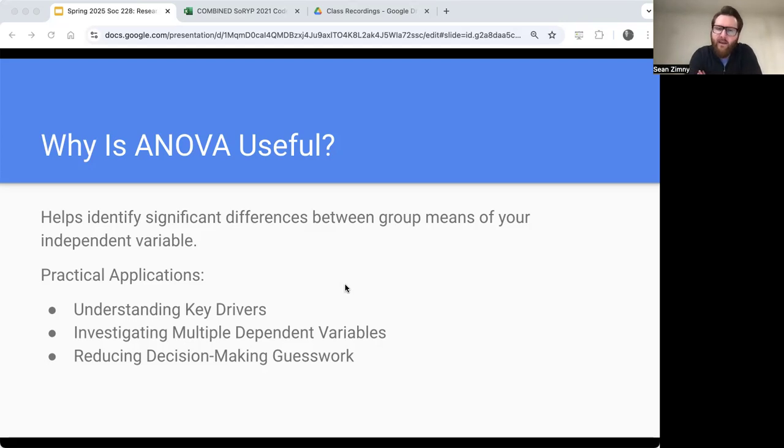And what this does is it allows researchers to test hypotheses and make better data-driven decisions based on group behavior. So it goes deeper than just the descriptives that we've been looking at in this course.